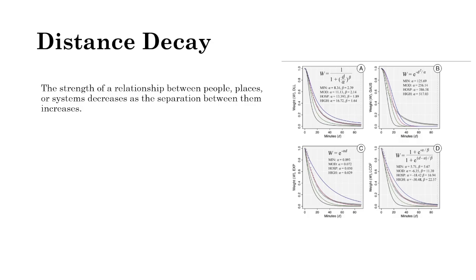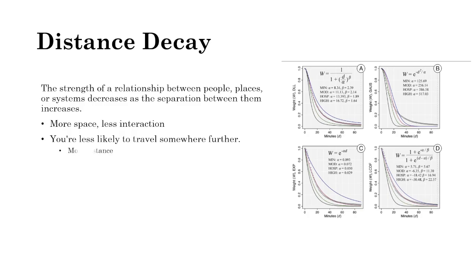Distance decay. Look at all this math here. There's no math on the AP exam, so don't worry about it. Distance decay says the strength of a relationship between people, places, or systems decreases as the separation between them increases. So if there's more space between you, there's going to be less interaction. You're less likely to travel somewhere further. There's more distance. It's probably more expensive. You have less knowledge of that place, and there's probably a lower need. If you need to buy pencils, you're going to go to the local store like Walmart. You're not going to go 2 states away to buy pencils.